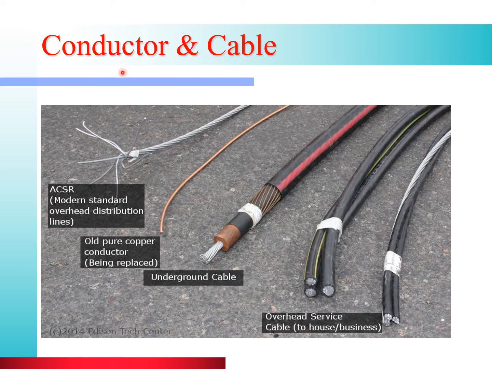Here some pictures of conductors and cables are given. This is the ACSR conductor, generally used for overhead lines for 11 kV as well as the LT circuit. This is the copper conductor, but it has been replaced by the ACSR conductor. This is the picture of the underground cable. This is the overhead cable. It is generally used for the service wire connection. This is for the 3-phase and this is for the single phase.